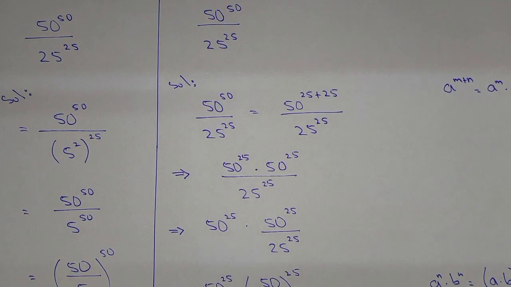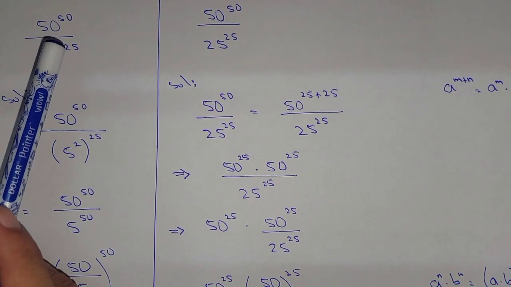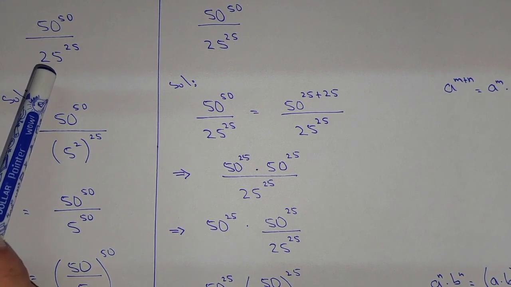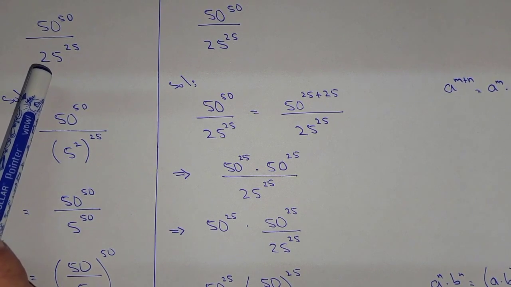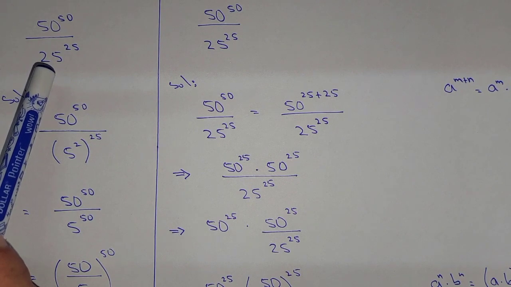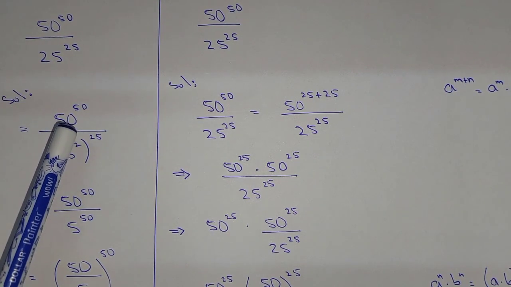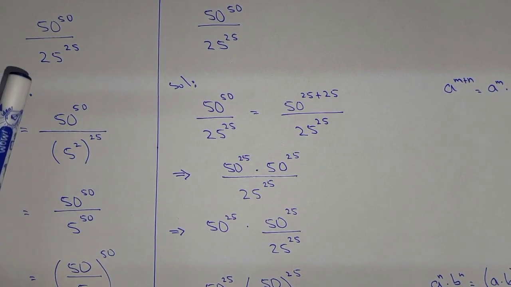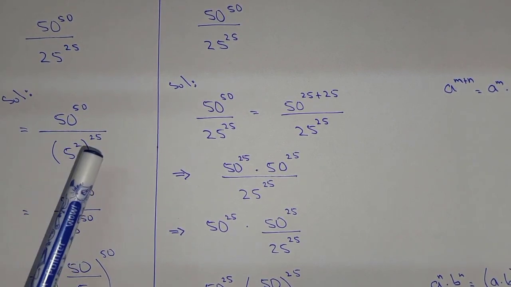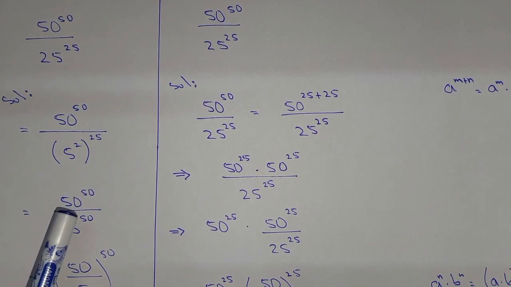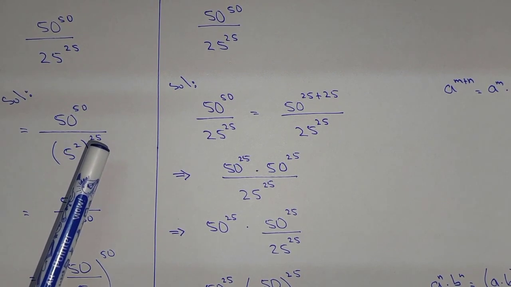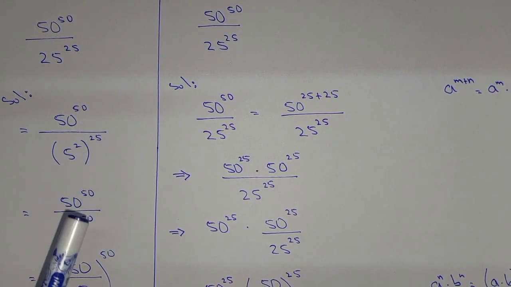In this video, here we have the question 50 power 50 divided by 25 power 25. There could be many ways to solve this problem, but we will try to solve it through the easiest way. So here we have 50 power 50 divided by 5 square whole power 25, because 25 can be written as 5 square. So 50 power 50 divided by 5 power 50, because the powers inside and outside can be multiplied. So 25 into 2, that is 50.